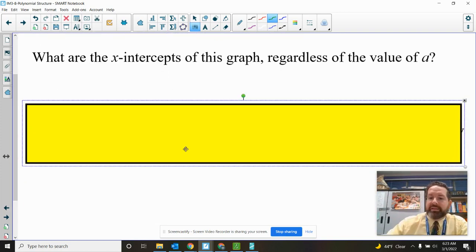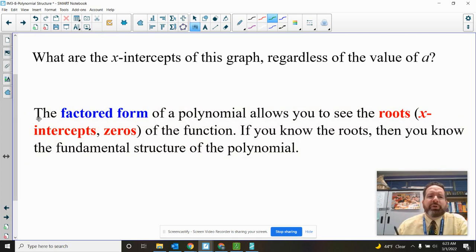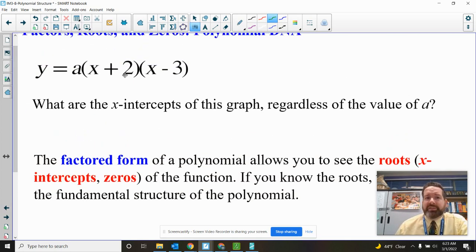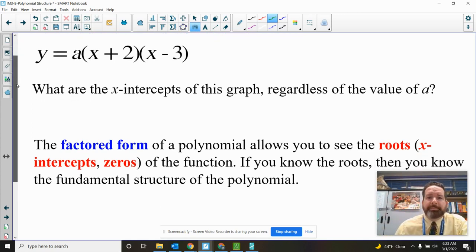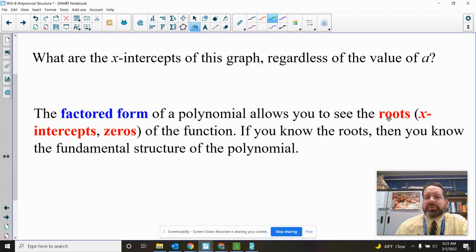And here's the deal. If you look in the factored form of a polynomial, and that's what this was, when you have different powers of x listed in parentheses, that's the factored form. It lets you see the roots, which are also called the x-intercepts, which are also called the zeros, and we'll use all 3 of those terms interchangeably, of the polynomial. And if you know the roots, then you know a whole lot about how this polynomial is going to work.